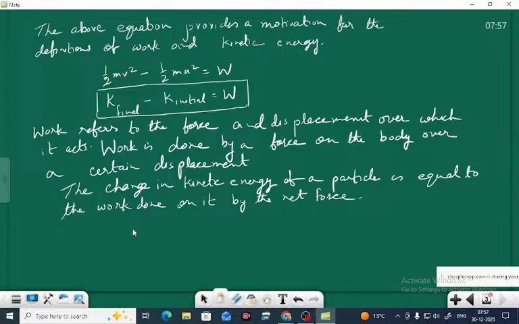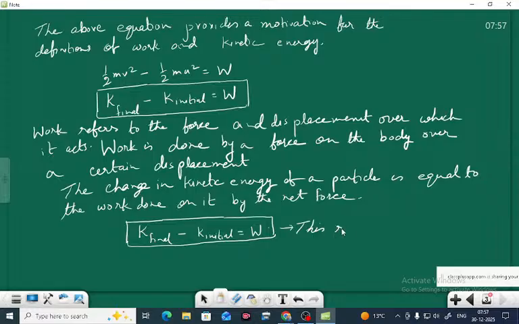That means work energy theorem is kinetic energy final minus kinetic energy initial, or change in kinetic energy, that is equal to work done. This is the work energy theorem or kinetic energy theorem. This relation is known as work energy theorem.